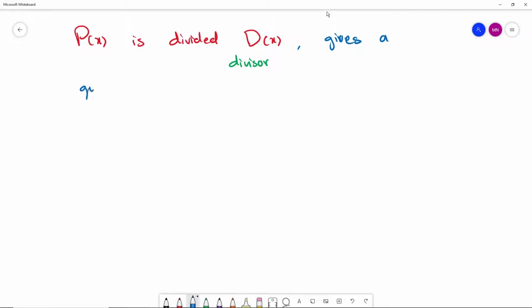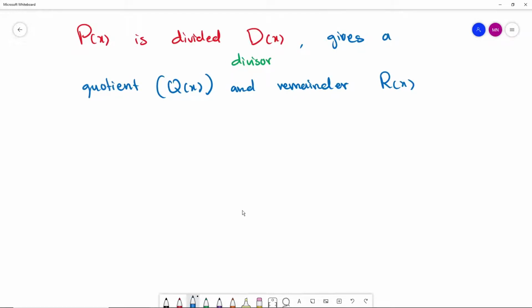A quotient that is represented with the symbol Q(x), and a remainder, if available, that is represented by R(x). Okay, it gives a quotient of Q(x) and a remainder that is represented by the symbol R(x).